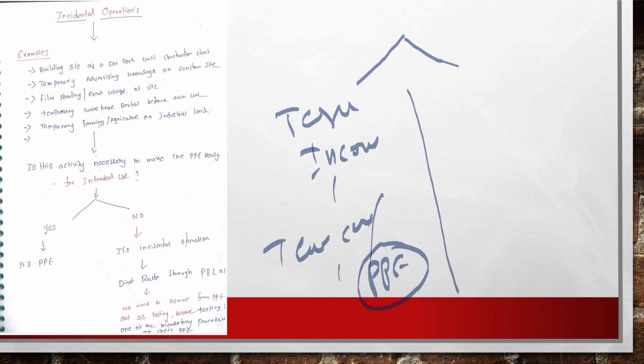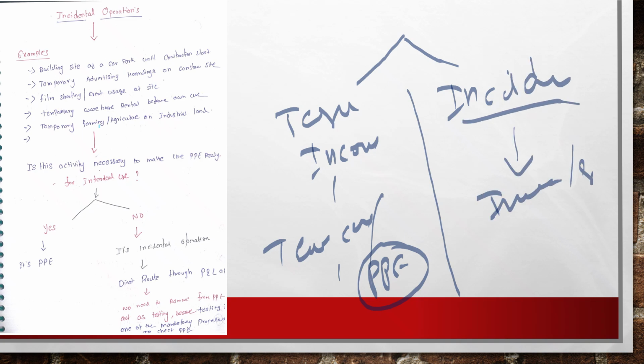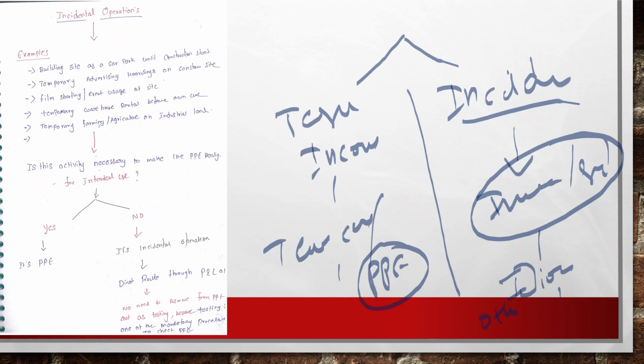If it is an incidental operation, and you get any income or sale proceeds, you should directly transfer this income as other income in the P&L. You should not reduce this other income from the PPE cost. What are the incidental operations? We will go through them.